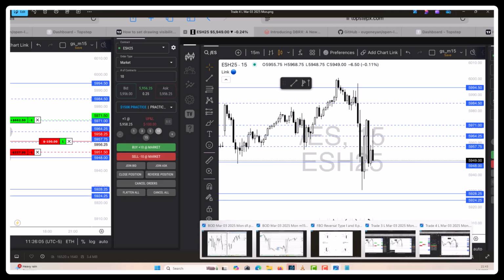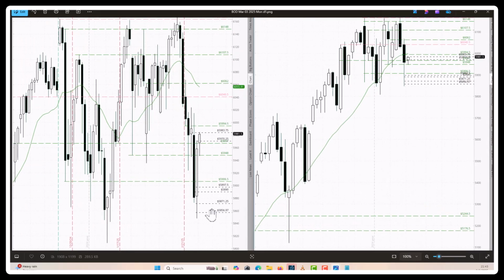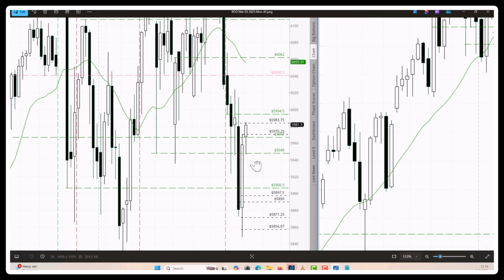Look on the high time frame, the daily time frame, you see right there, the level right here. Yeah, that's around the low right there. Either the low of this candle and this candle. That's the 28. You see 20 right here. The 28 should be around that level.